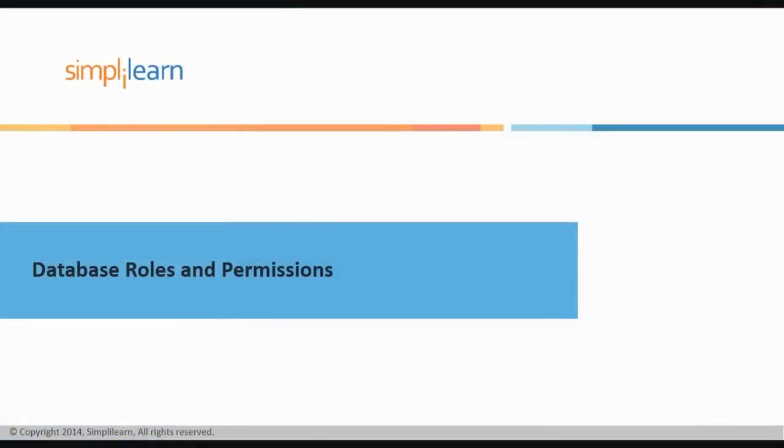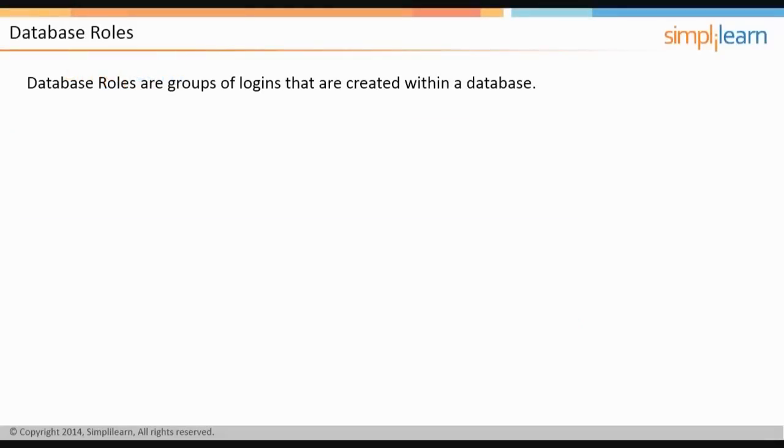In this section, we'll see how the same set of security options work at the database level. We've seen the server level settings till now, so we can now proceed to the database level ones. Let us first understand database roles. Database roles are groups of logins that are created within a database. Each database can have a different set of roles.